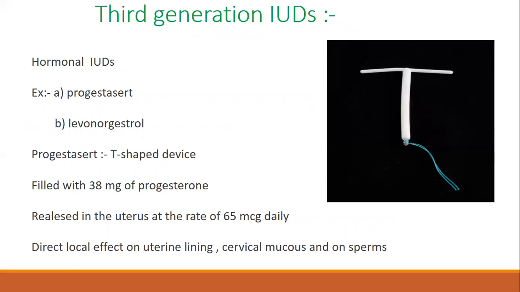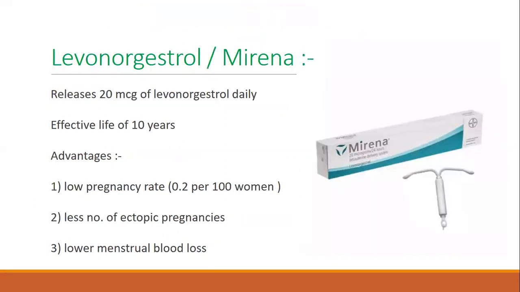Then third generation IUDs. These are medicated IUDs, so hormonal IUDs: Progestasert, or progesterone-containing IUD, and levonorgestrel, which is also called Mirena. Progestasert is a T-shaped device, as we can see in the image. It is filled with 38 milligrams of progesterone. Progesterone is released in the uterus at the rate of 65 micrograms daily. It has a direct local effect on the uterine lining, cervical mucus, and on the sperms.